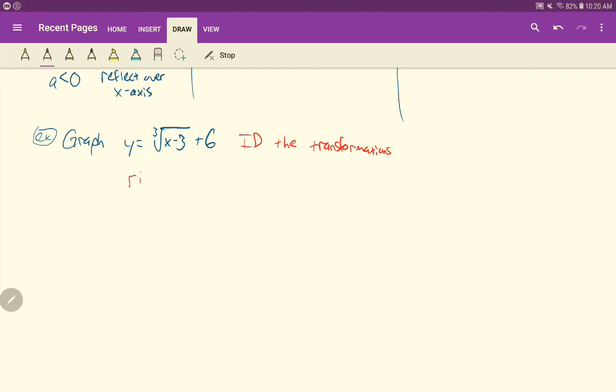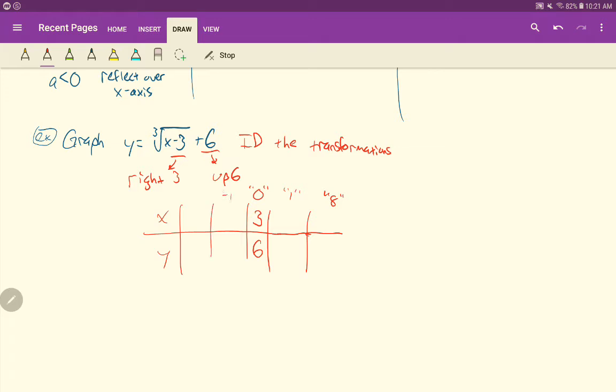Hopefully you said that we were going to be shifting right 3, thanks to the -3 here, and shifting up 6. So our new table is going to be not 0, 0 in the center, we're shifting right 3. Normally this point would be a 0, and then we're going to go up 6, so the y-coordinate will be 6. So that's like our 0. And then we also have the 1, remember? And then we also had 8 over here. And then here we had -1, and here we had -8.